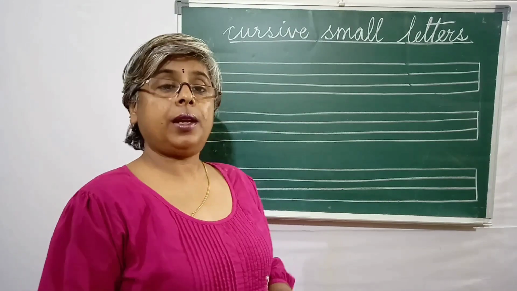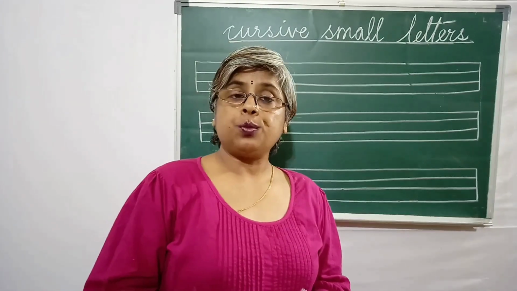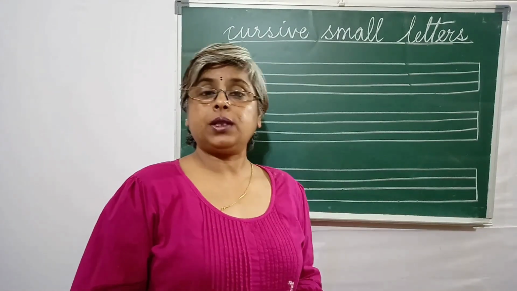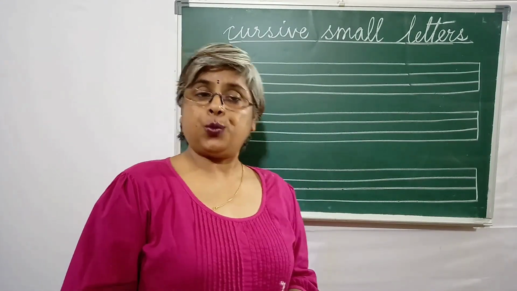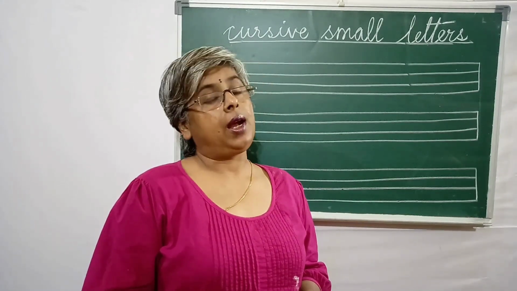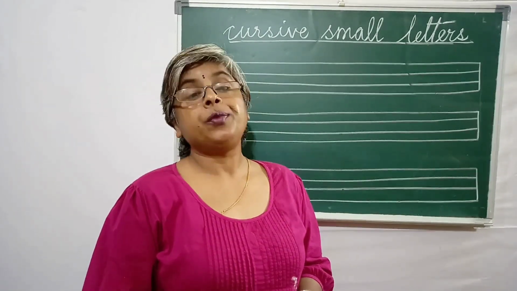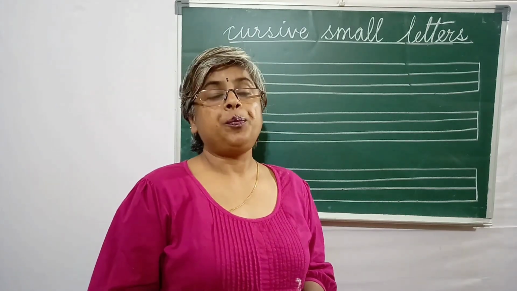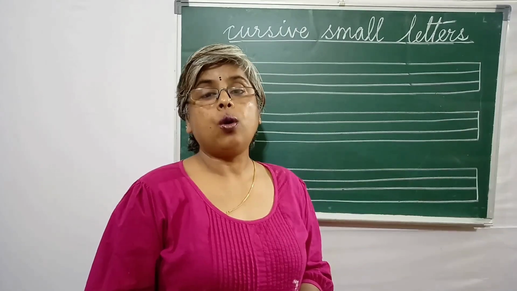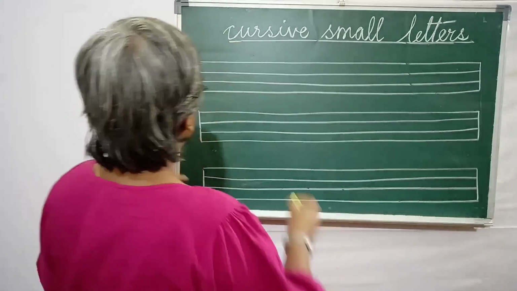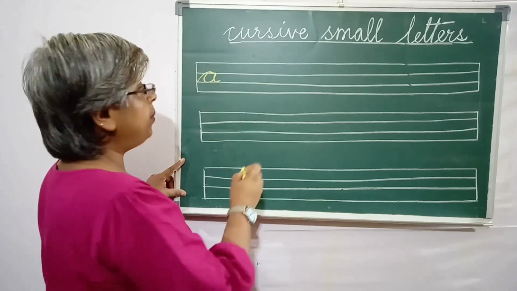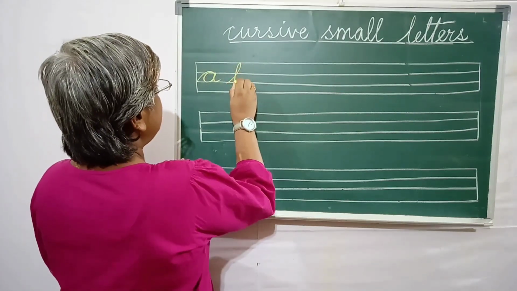We have practiced enough. The letters which run between the 2 lines, then the top letters, the letters which touch the first line of the 4 lines, the letters which touch the bottom line and the letters which touch the 4 lines together. Now let's write down A to Z cursive small letters. A, apple. B, ball.